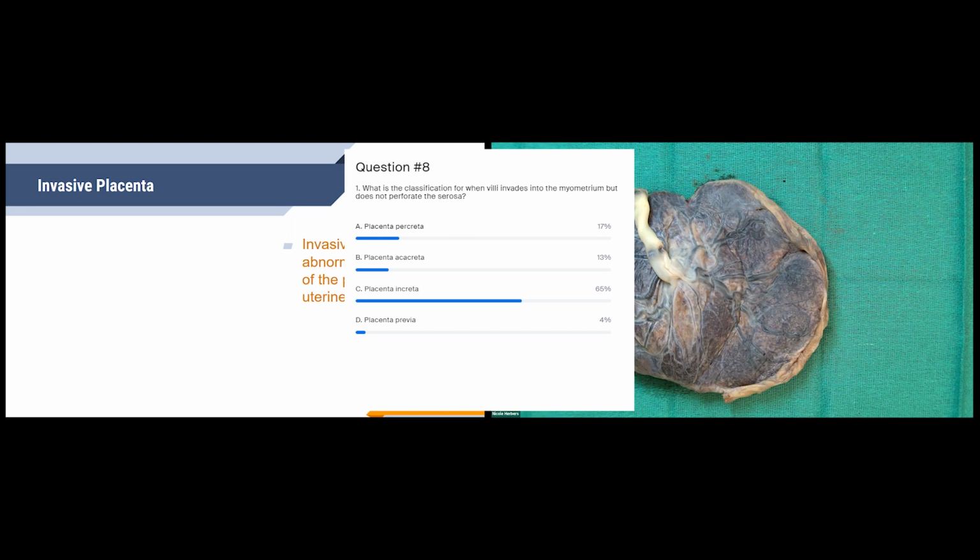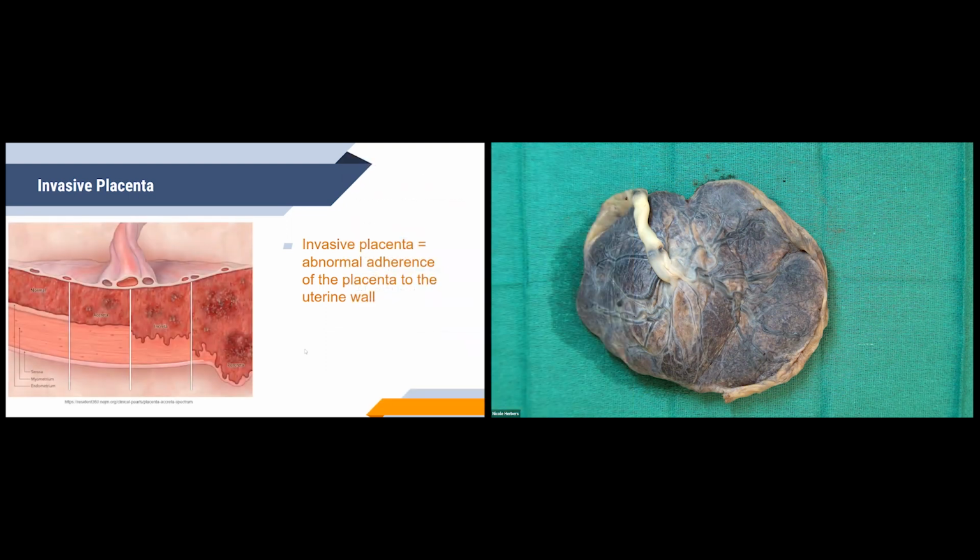And now we'll talk about those differences. For invasive placenta, there are 3 different types: accreta, increta, and percreta. Accreta is when the placenta adheres onto the myometrium. Increta is when the placenta invades into the myometrium. And percreta is when it perforates. I like to remember it as matching the first letter, so the A matches with the A, the I with the I, and the P with the P.